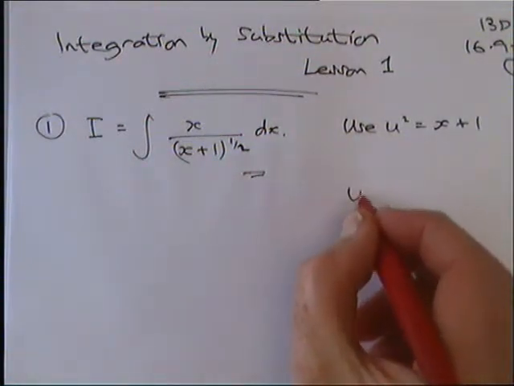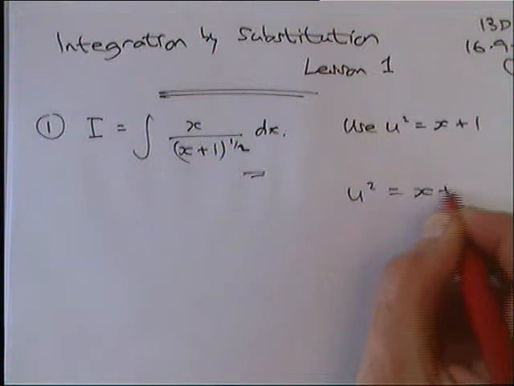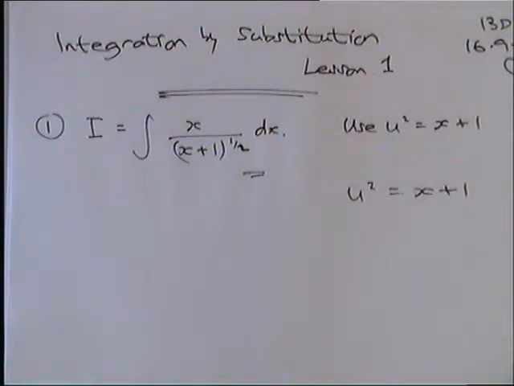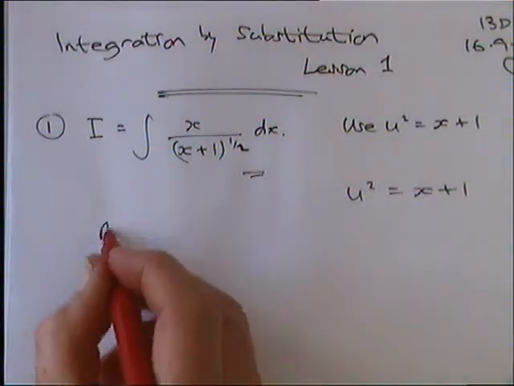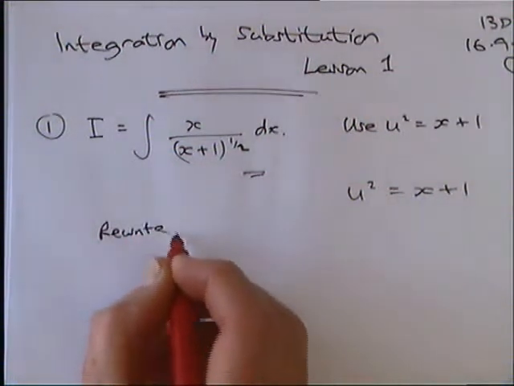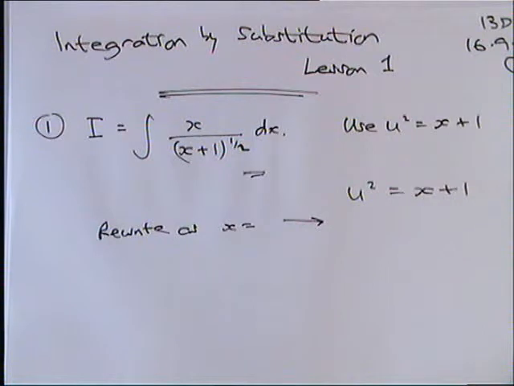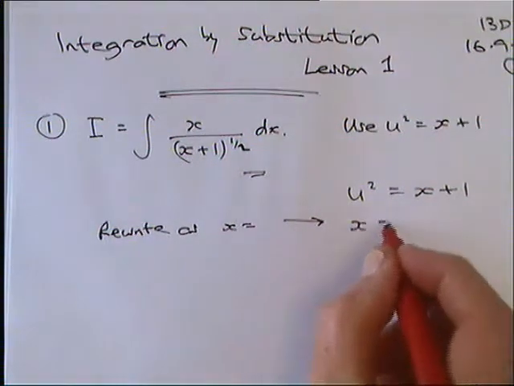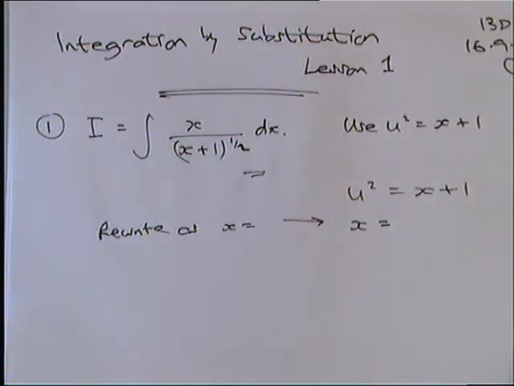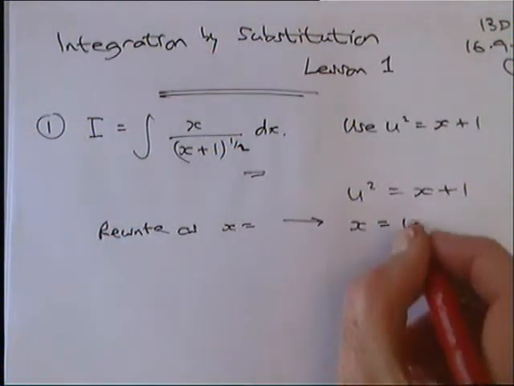What I would normally do is this: write the substitution down and rewrite it as x equals. So, can you rearrange that so it's x equals? What would it be? X equals u squared minus 1. Okay.